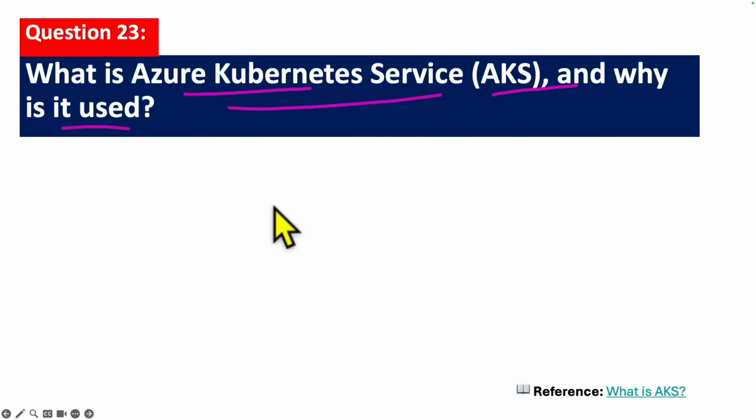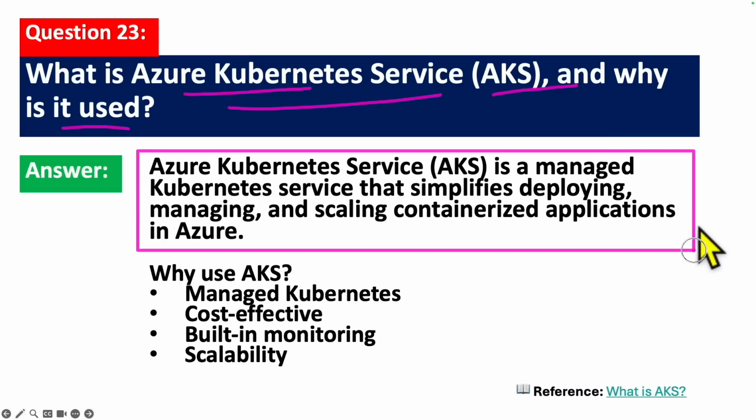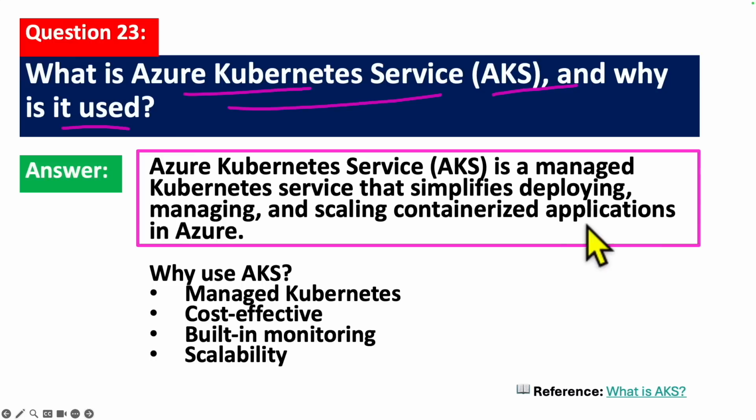So if you don't know, let me populate the short answer, then I will give you the explanation. On a super high level, Azure Kubernetes Service or AKS is a managed Kubernetes service that simplifies deploying, managing and scaling containerized applications in Azure. And this comes with a lot of features and functionalities. So let me take you through this one by one.